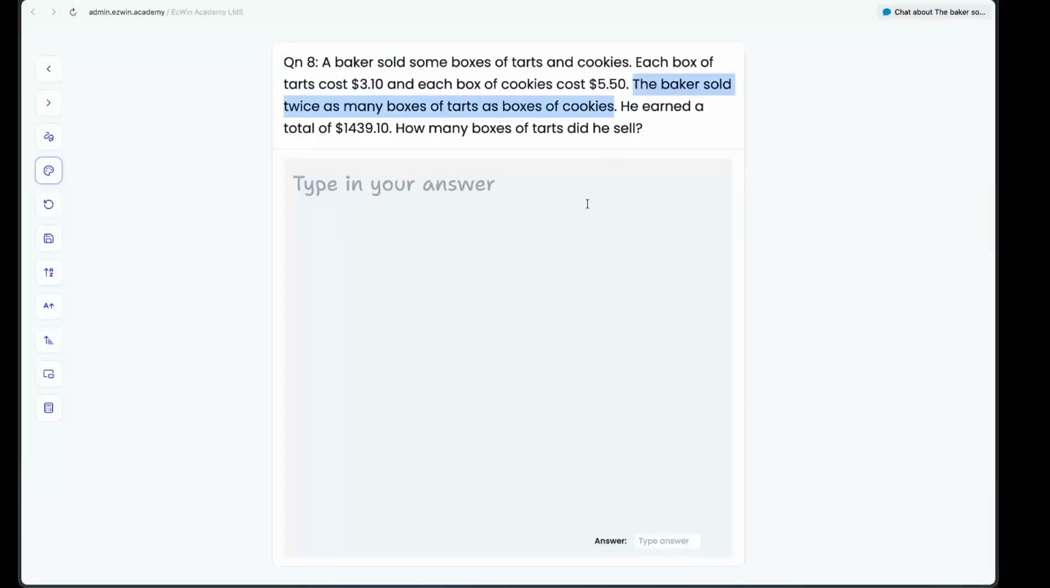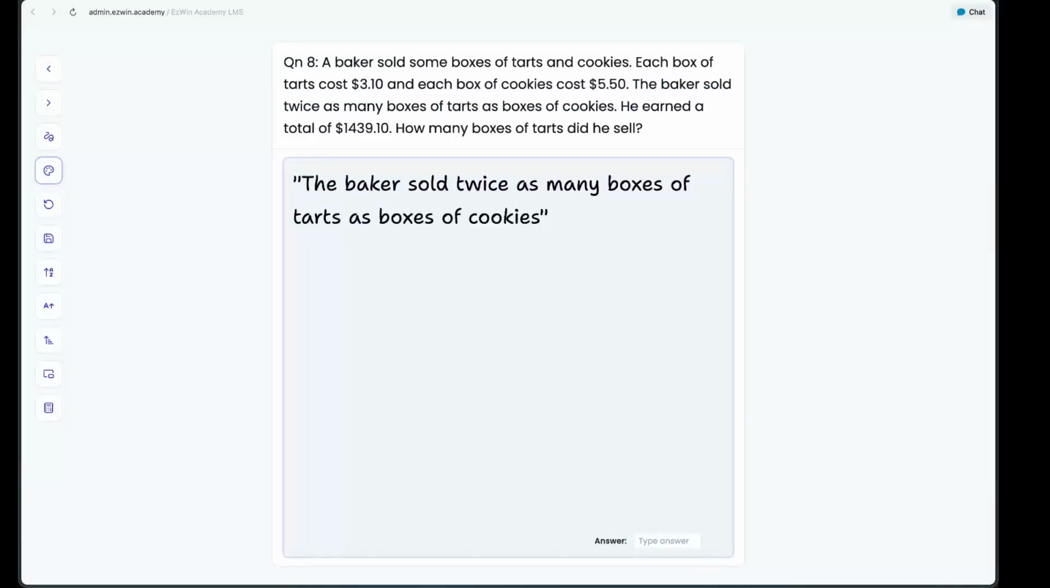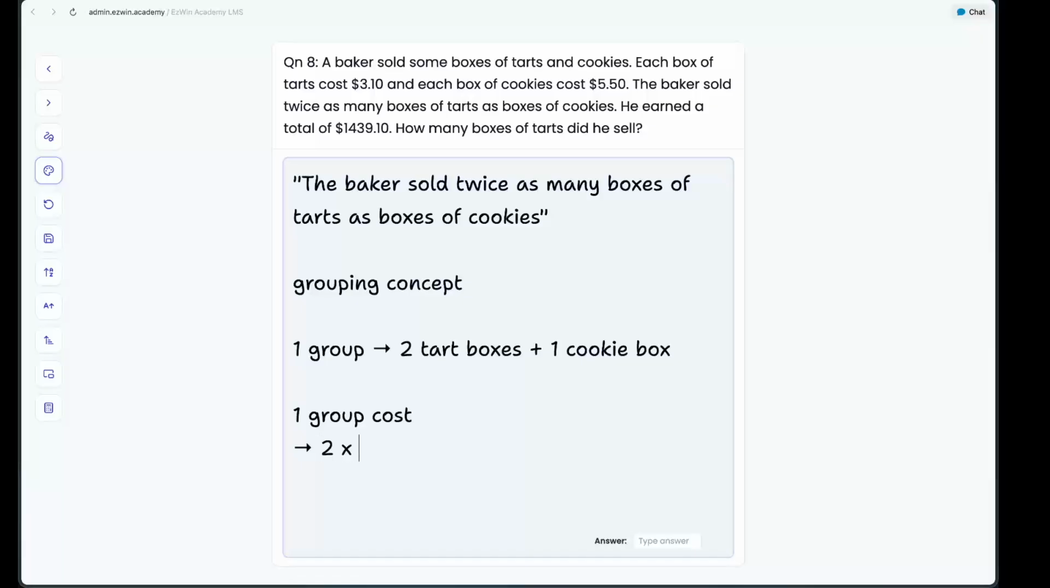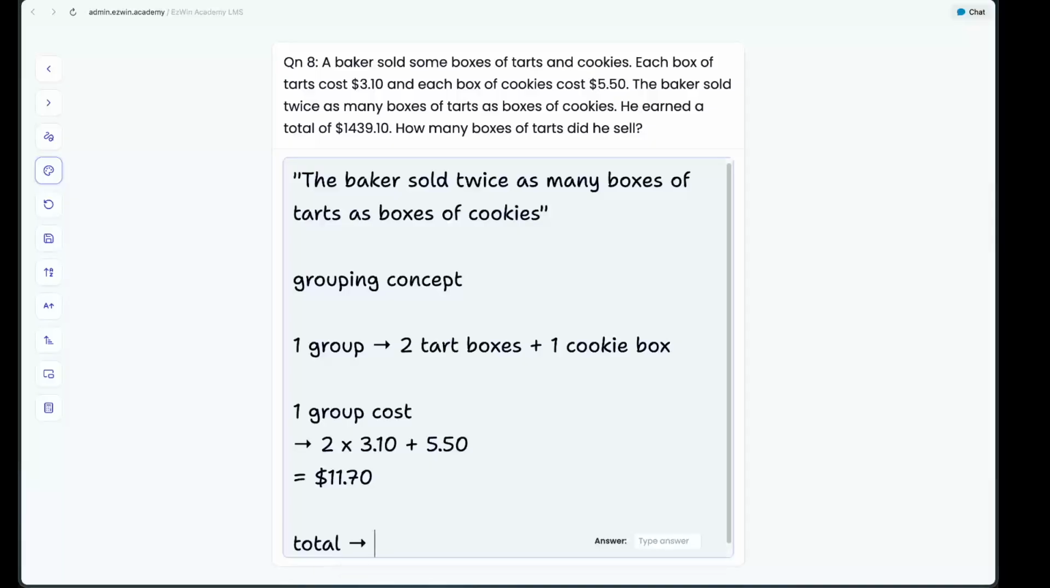So from this statement, the baker sold twice as many boxes of tarts as boxes of cookies. So this is a grouping concept. In one group, we have two tart boxes plus one cookie box. So we want to find the one group cost, which will be equal to 2 times 3.10 plus 5.50, and this will give us $11.70.